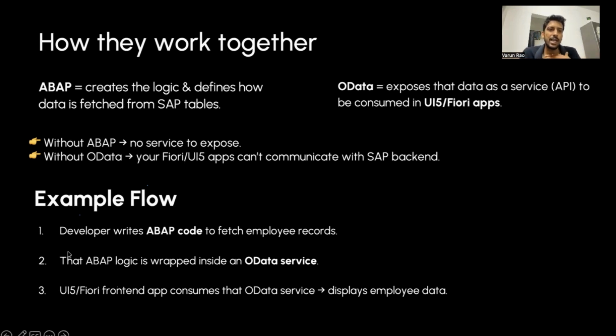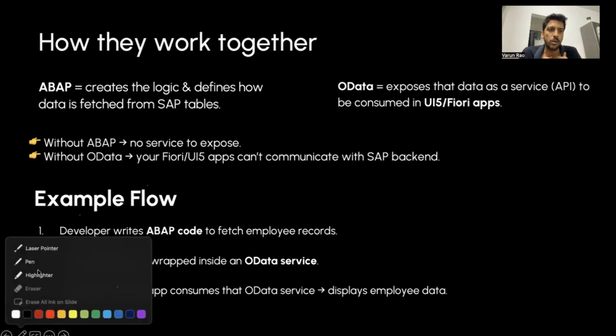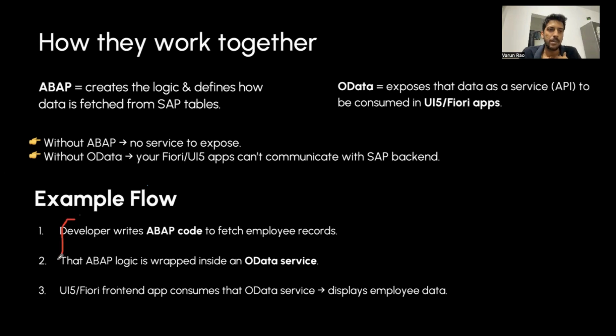So now here is a small example flow, if you can see. The developer writes an SAP ABAP code to get the records of employees. The ABAP logic is wrapped inside an OData service, and UI5 for Fiori, which is on the front end, consumes the OData service and displays the employee data.